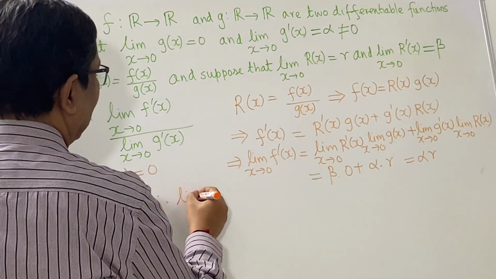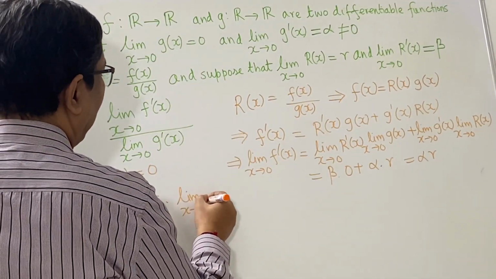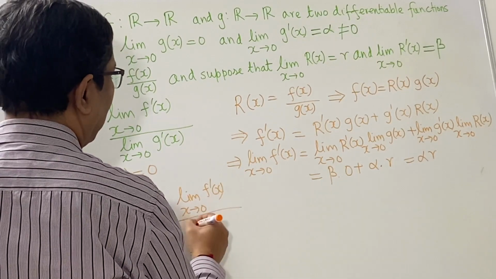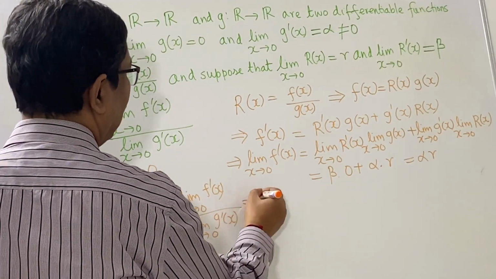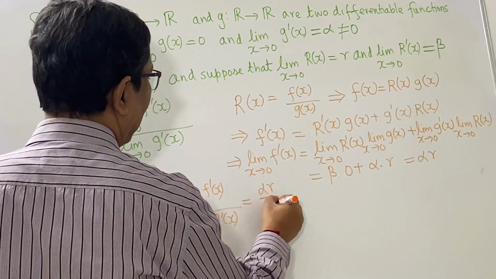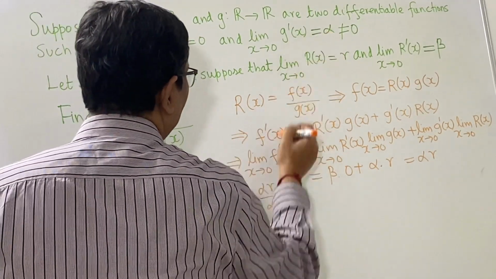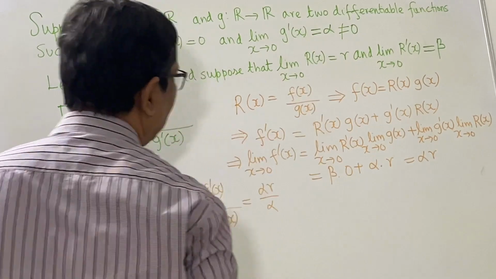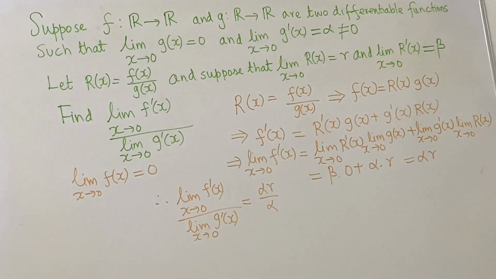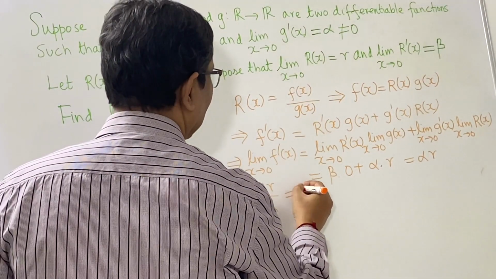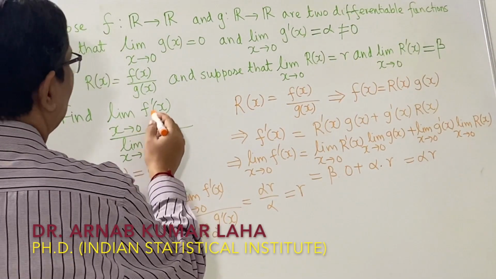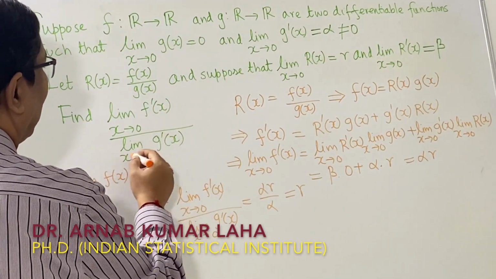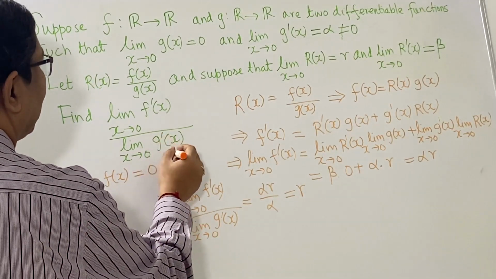Therefore, limit x goes to 0 f'(x) divided by limit x goes to 0 g'(x) is equal to alpha times r divided by alpha. Note that we can divide by alpha because we have assumed that alpha is not equal to 0, and therefore this is equal to r. So we have shown that limit x goes to 0 f'(x) divided by limit x goes to 0 g'(x) is equal to r.